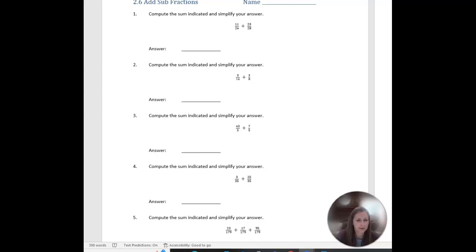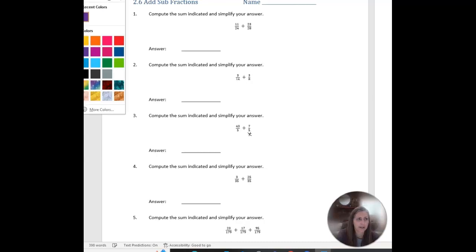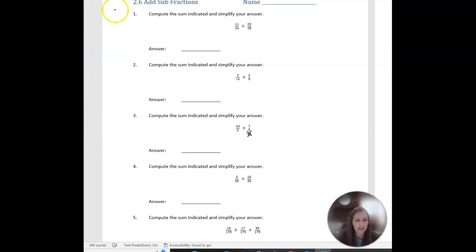I want to skip to number 3 first because this is the easiest one. In order to add or subtract fractions, you have to have a common denominator. So in other words, your denominator, that's the number on the bottom, has to be the same. Since these are both 5, we can add these.